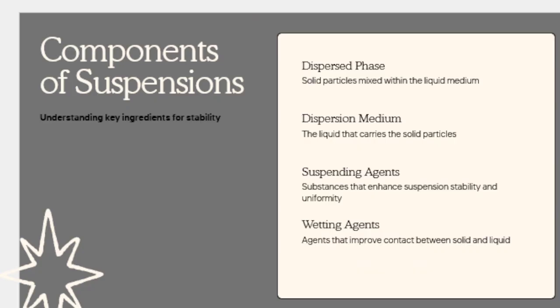And if we see the components of a suspension: the dispersed phase means the solid particles, the dispersion medium means the liquid, the suspending agent helps the particles to get uniformly distributed, and wetting agents improve the contact between the solid and the liquid. It helps to ensure the product gets uniformly distributed. That is about the components of the suspension.